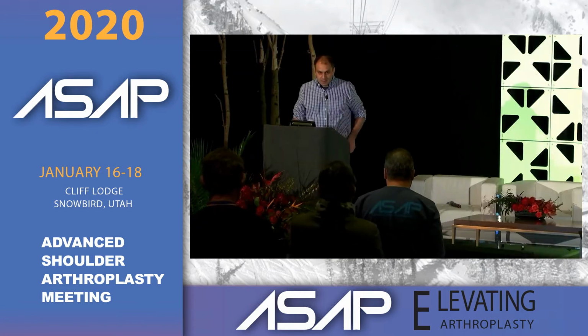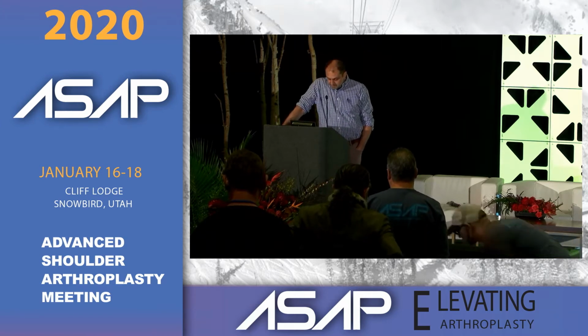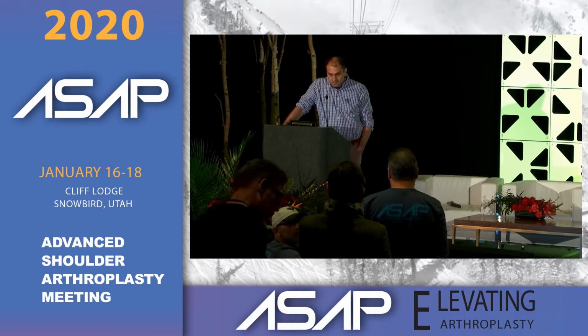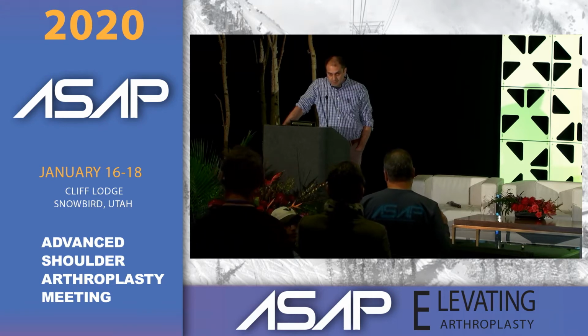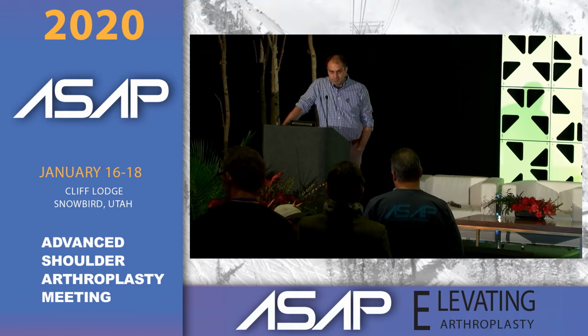To be very honest, I have a very limited experience with the lower trap in the setting of revision reverse. My go-to transfer is the latissimus dorsi, because in primary it has worked really well in my hands, and in revision as well. I think about a lower trap when the amount of proximal humerus bone missing makes me think the lat dorsi has been detached for a long time, and I probably won't find it. Then I go to the lower trap.